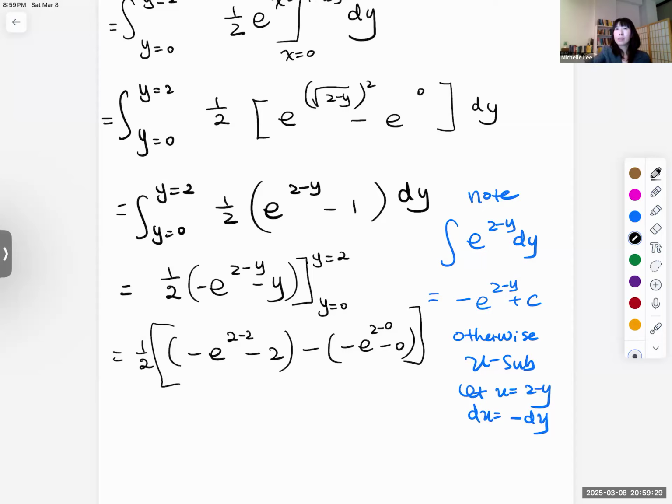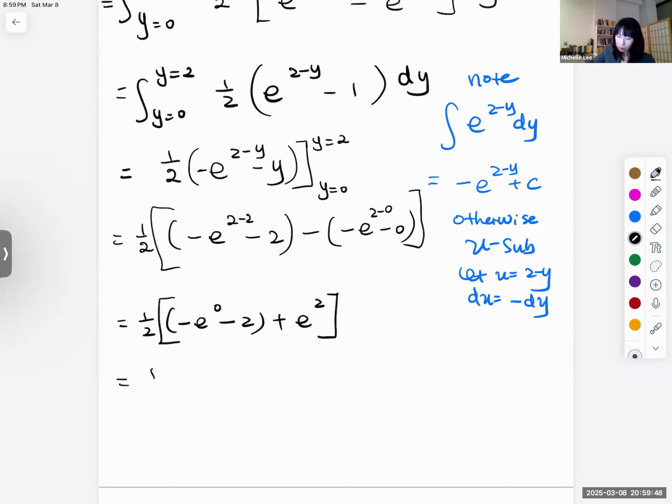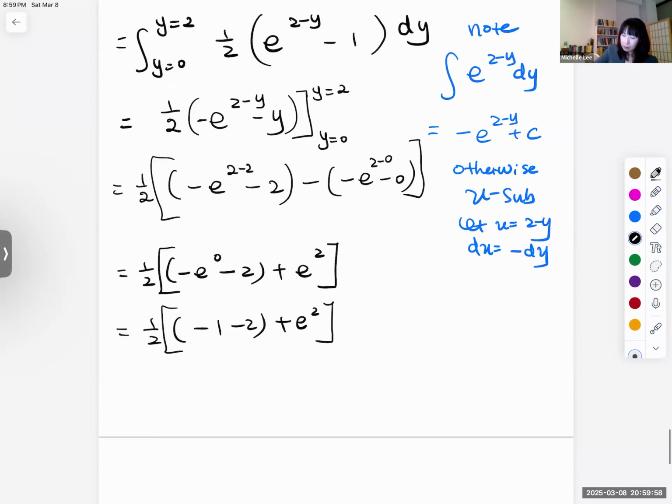Yep. Okay. So what do you get? So 1/2 times negative e to the 0 power minus 2, minus, minus positive e to the 2. Okay, so 1/2 times negative 1 minus 2 plus e to the second power. So we get 1/2 times negative 3 plus e to the second power, right? Okay, we finish.